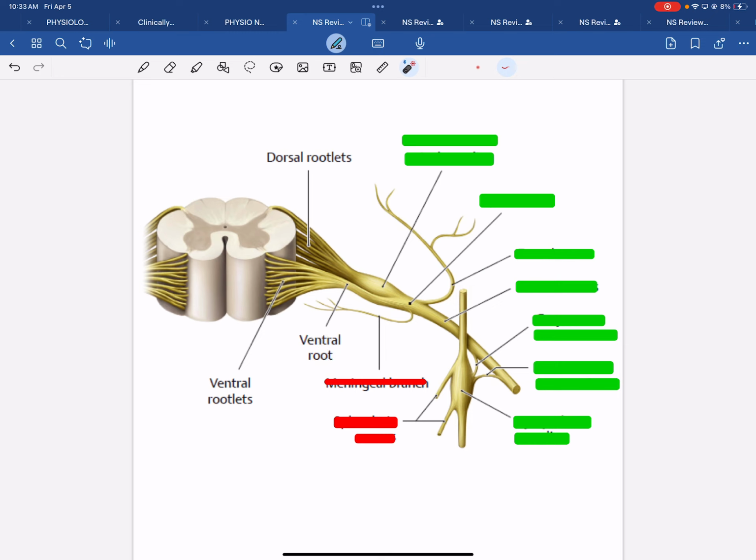What is this thing? Good, posterior root ganglion. And it's within the posterior root. What is this? Dorsal rami. Good, the dorsal ramus or posterior ramus here. The spinal nerve. Good, the spinal nerve here. Anterior rami. Good, anterior ramus.